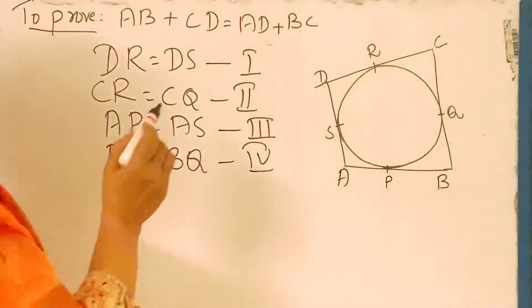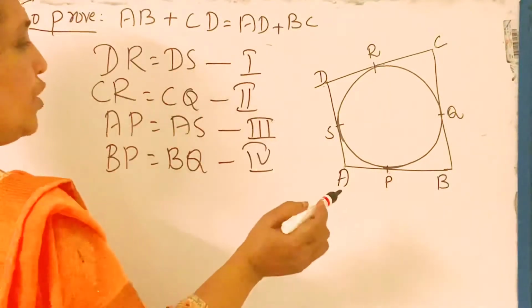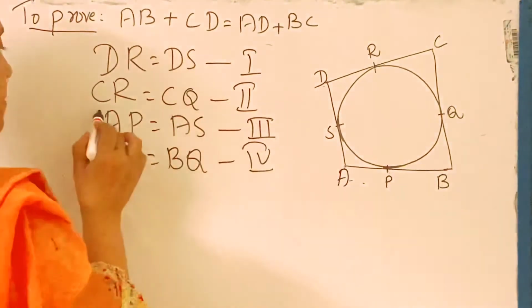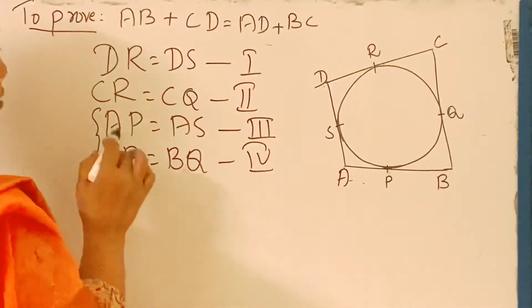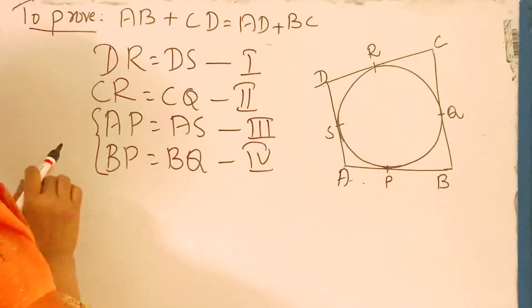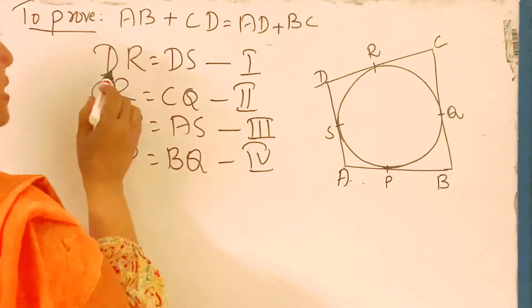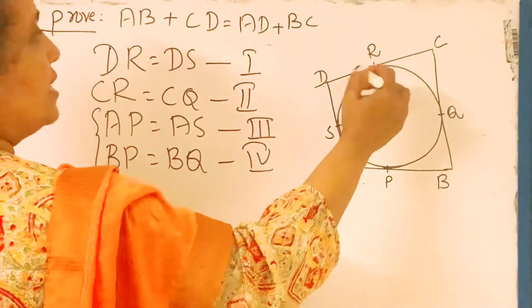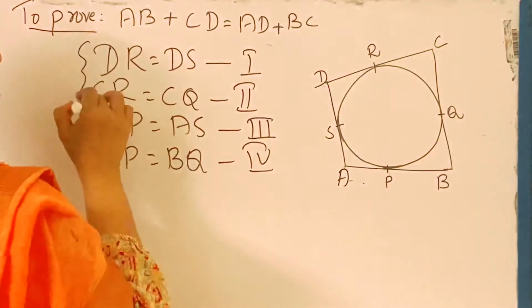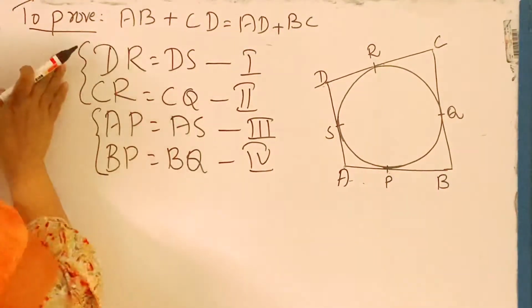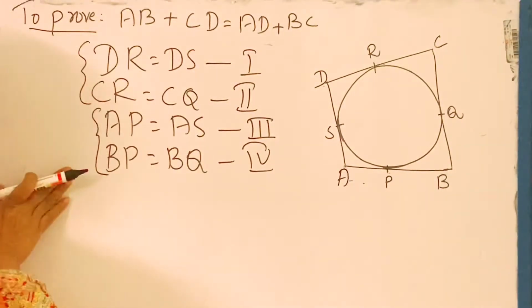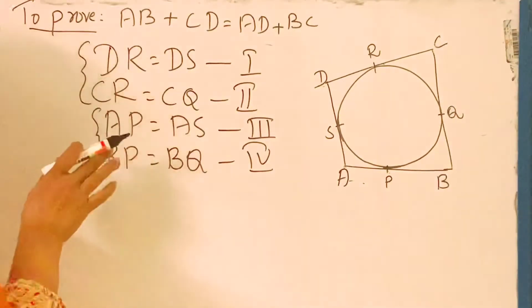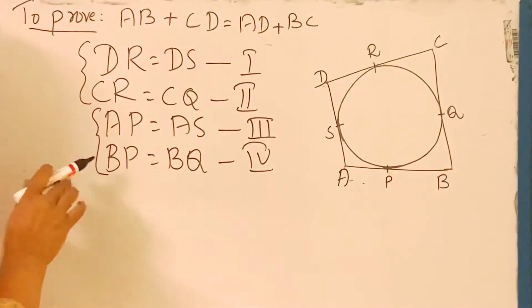We want to prove that AB plus CD. How will you get AB? AB is AP plus BP. That means you have to add these two. Then only you will get AB. And CD, what is CD? CD is DR plus CR. That means add these two. That means when you add all these four equations, the LHS becomes AB plus CD. So add 1 plus 2 plus 3 plus 4.